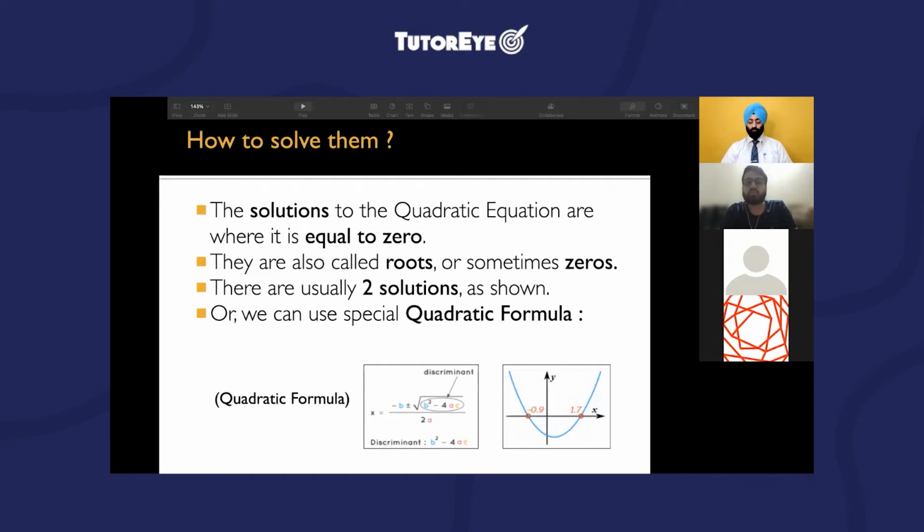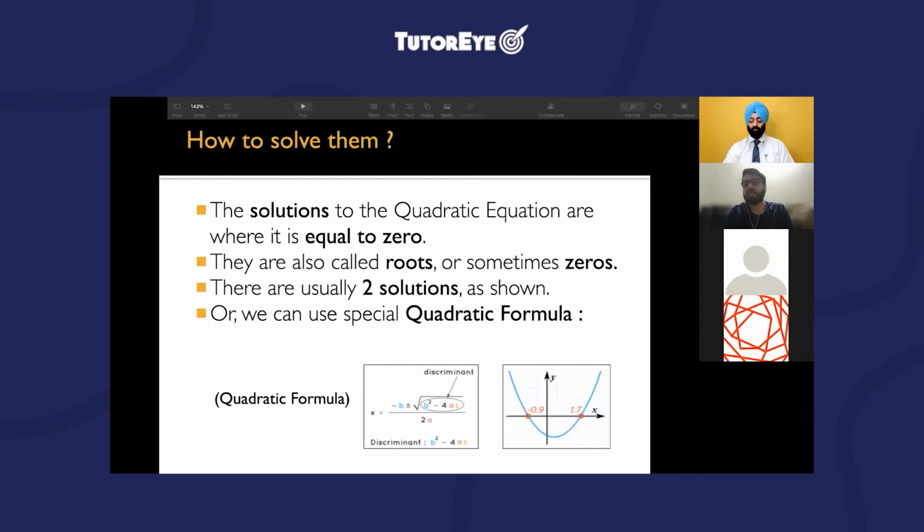The solutions of the quadratic equation are the values of x for which the equation equals 0. The solutions of a quadratic equation are also known as roots, or sometimes zeros. There are usually two solutions, as shown in the figure below. This is a parabola. You can see the parabola is intersecting the x-axis at 2 points, which are 0.9 and 1.7. So this means it has two solutions.